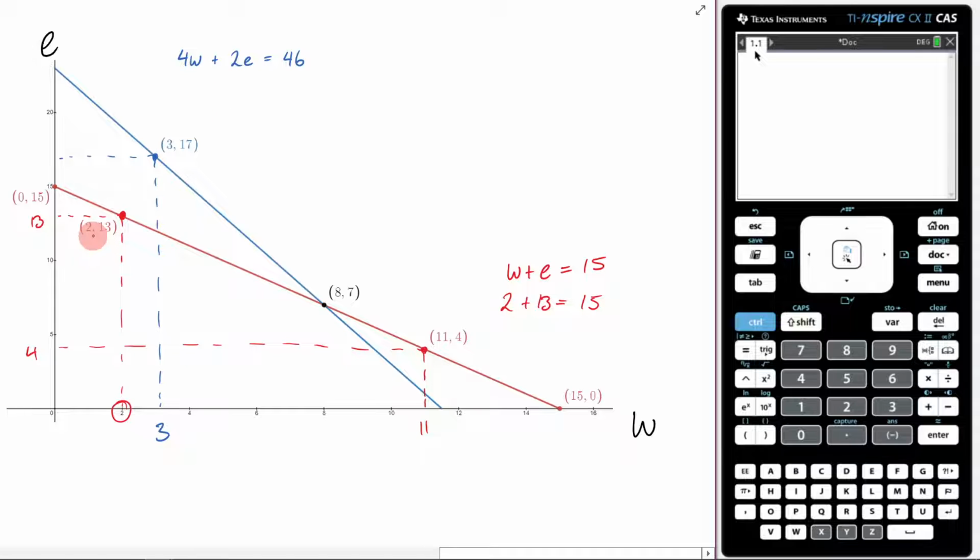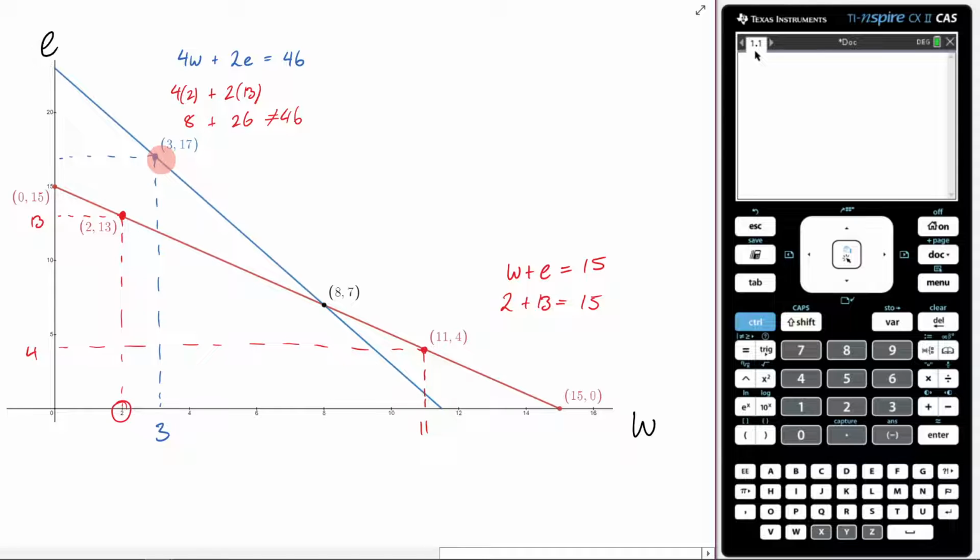So if I put 2 into my wombats and I put 13 into my emus, that's 4 2s are 8 and 2 13s are 26. When I add those together, it is not 46. So what does that tell us? It tells us that just because it's true on the red line doesn't mean it's true on the blue line.